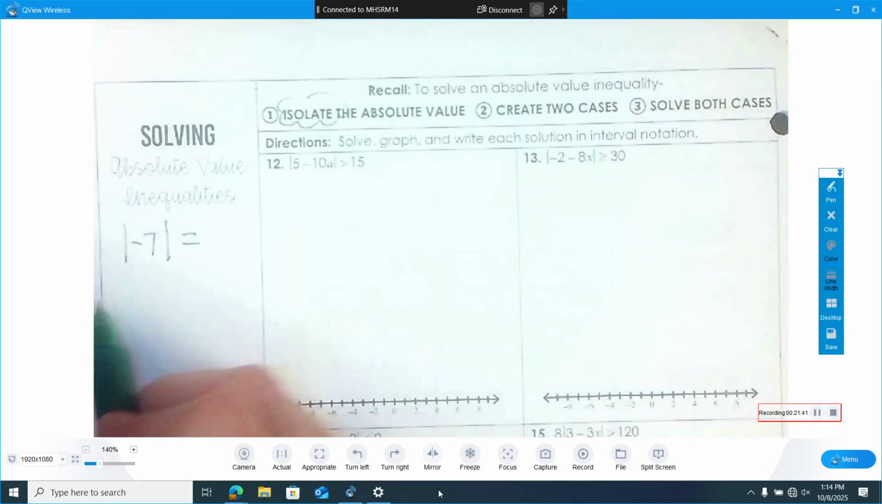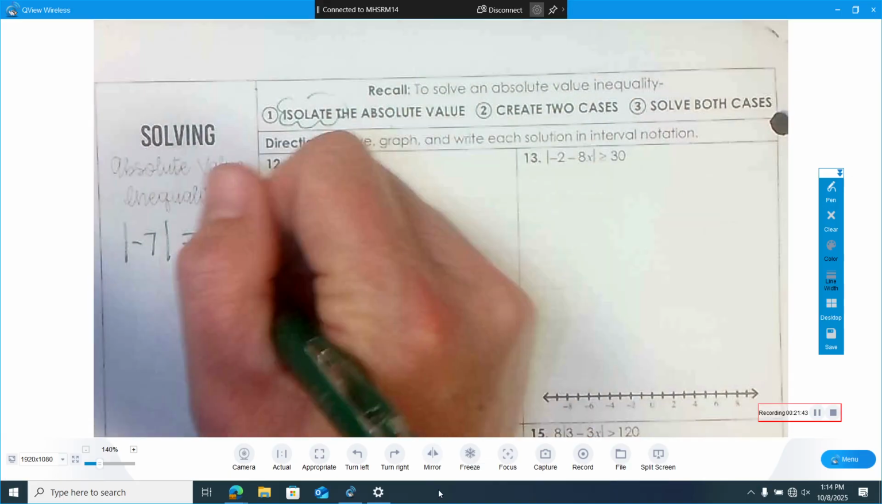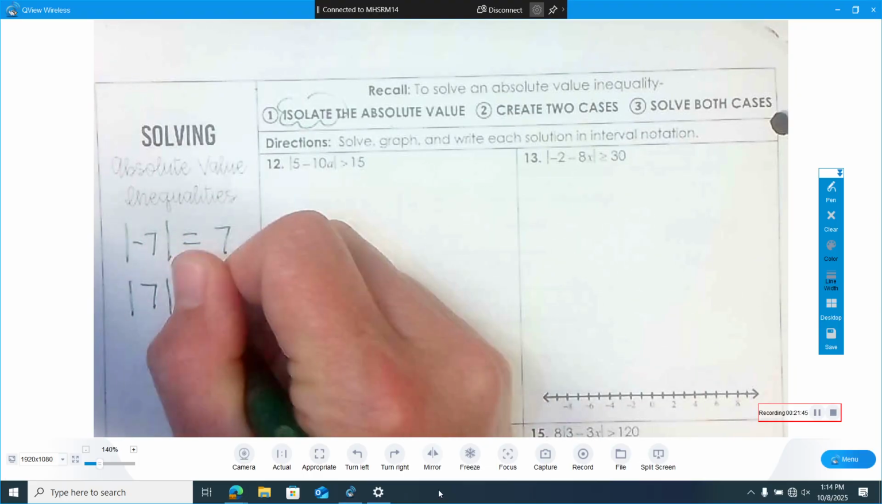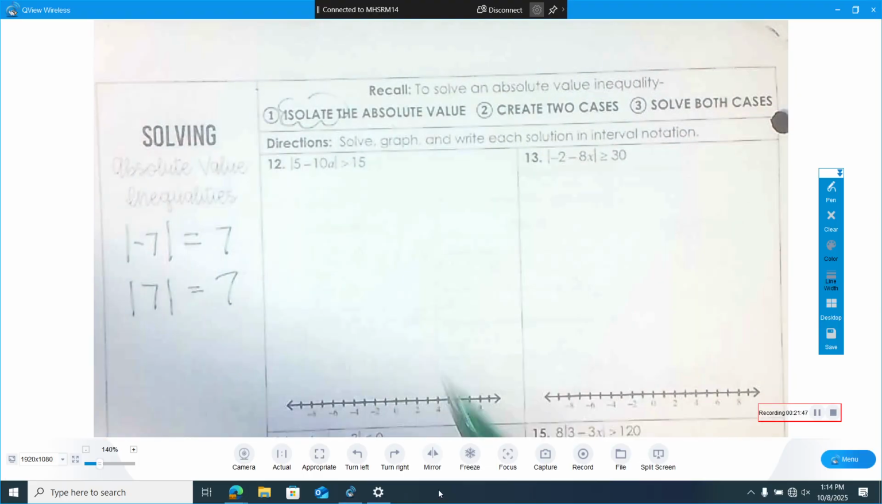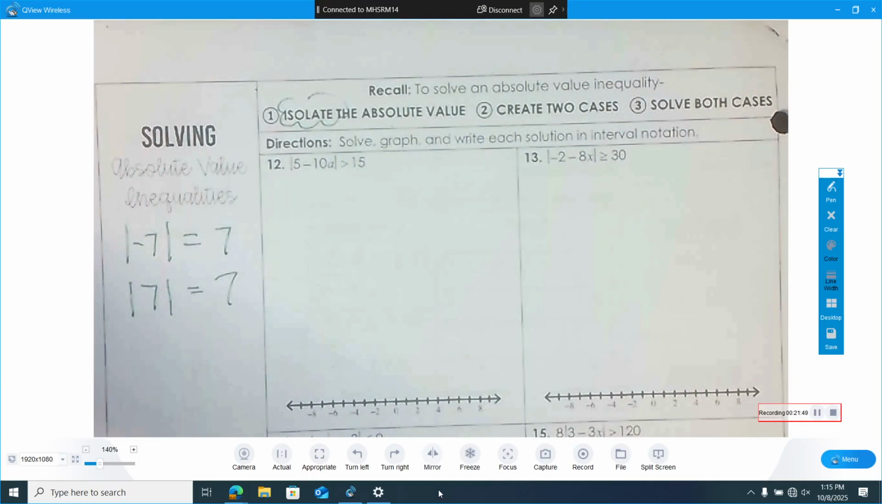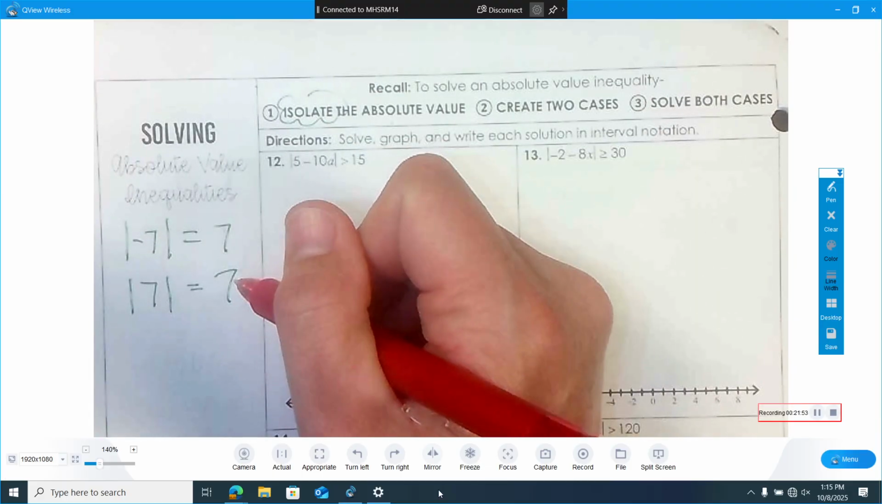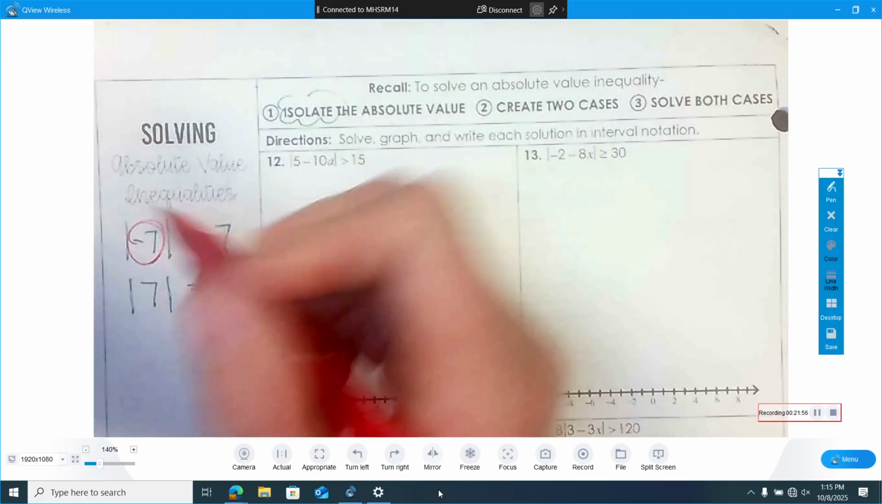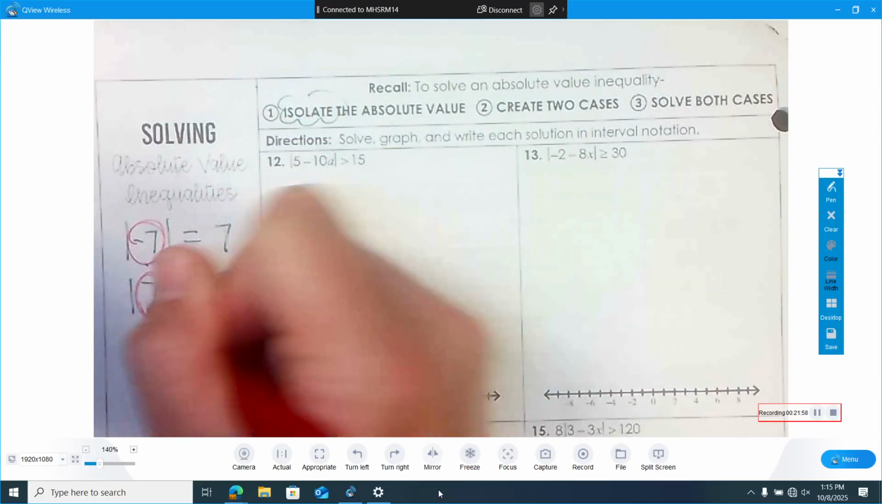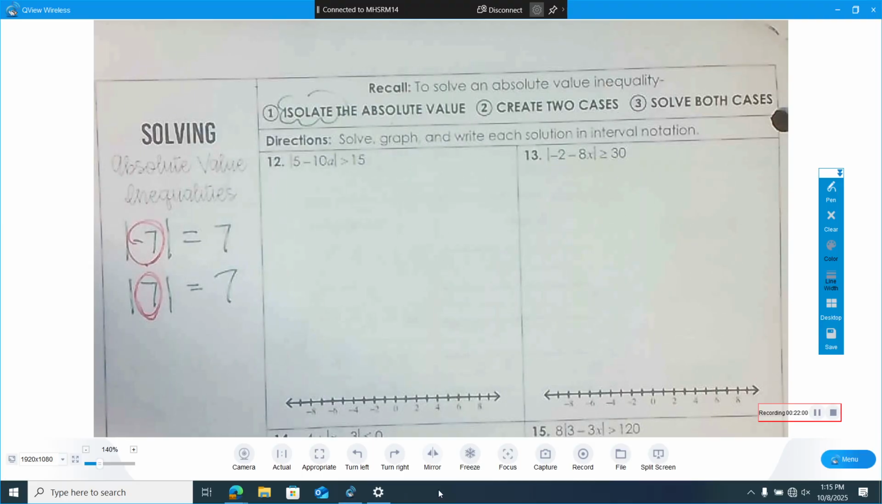So the absolute value of -7 is 7. The absolute value of 7 is 7. So when we're setting up equations, we have to remember our answer was 7 both times. The guts could have been negative and the guts could have been positive. So when we set up our equations, we have to think about that.